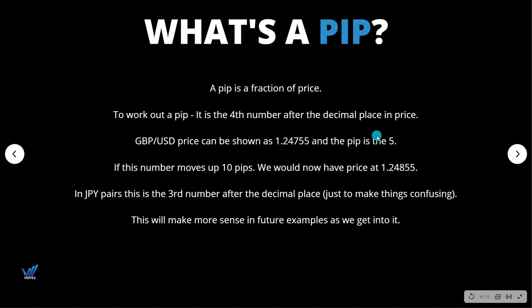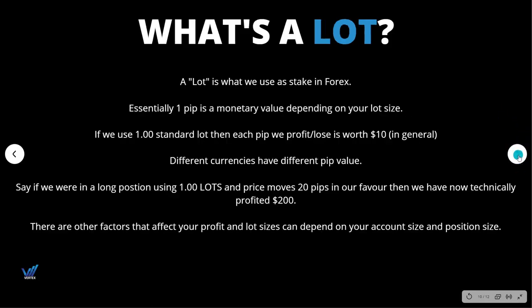Hopefully this makes sense. If not, take a note, go through it, and just try and understand it. In JPY pairs, this is where it gets slightly confusing. This is the third number after the decimal place. This will make more sense in future examples as we get into it. And there's also a way where we don't really need to calculate pips ourselves, but again, we'll get into that in the next part of the course.